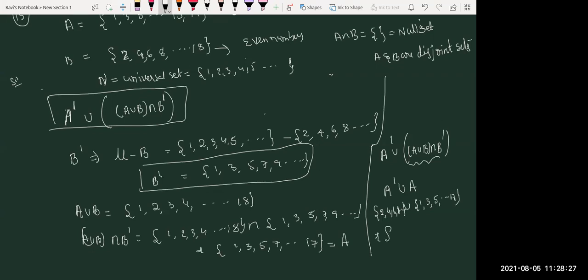The union will be what now? Natural numbers. Natural numbers, sir. That is the answer. Natural numbers, or we can say universal set. What is the option they have given? Let me check. The option given is natural numbers, option number 2, sir. Now everyone understand? Yes, sir.